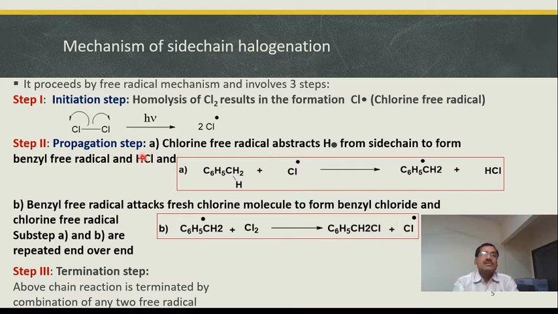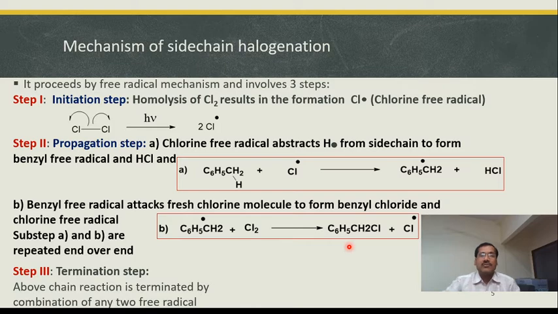So why is this step 2 called the propagation step? It consists of substeps A and B. And why is it called the propagation step? Because you start with one free radical and you end up getting another free radical. In the first substep A, the chlorine radical reacts and you get a benzyl free radical. In the second step, your benzyl free radical reacts and you end up getting a chlorine free radical. So these are the two steps, substeps A and B, which are repeated end over end.